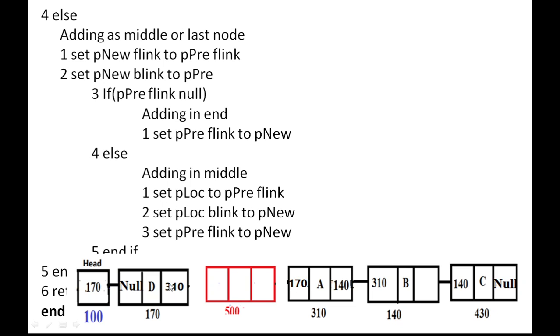Okay, we can utilize this value. So 310 is currently occupying the forward pointer of the p pre node, which we can just copy into the forward pointer of the new node also. And also this value has to be replaced by the address of the new node. So that is what we are doing here. Set p location to p pre forward link.